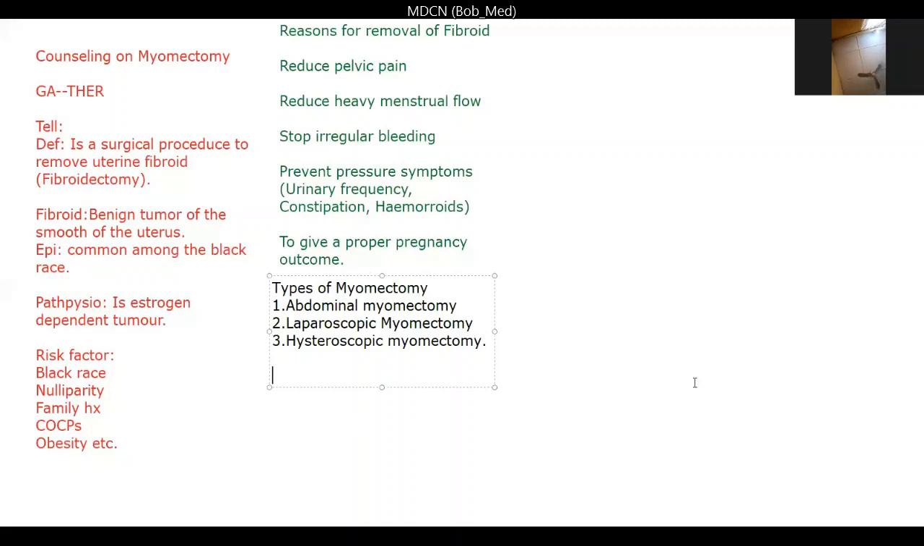So for the abdominal myomectomy, is when the surgeon makes an incision.